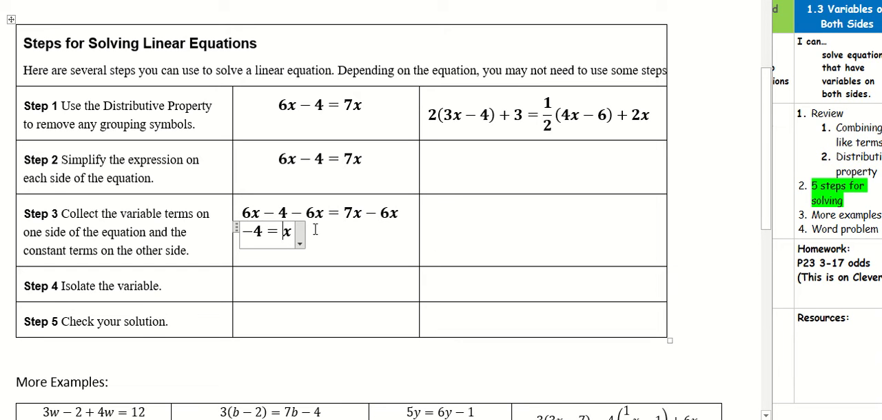My x is by itself. I know the solution is -4. If I wanted to double check my answer, I would bring it up here, and I would write a -4 in for here and a -4 in for here, and both sides of the equal sign should be true. So that was isolating the variable. And then checking my solution is taking it back up to make sure.